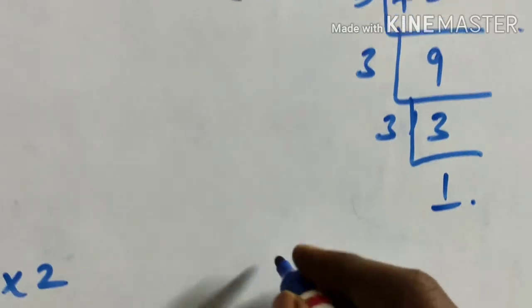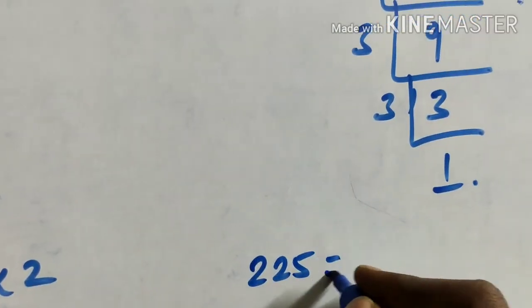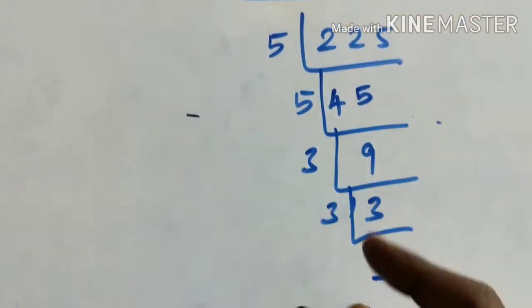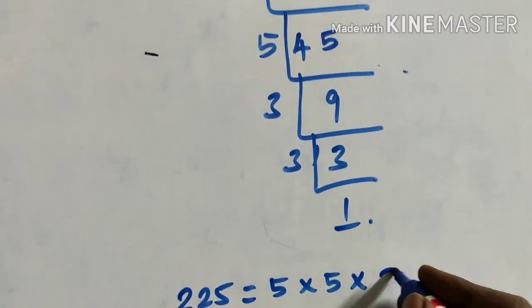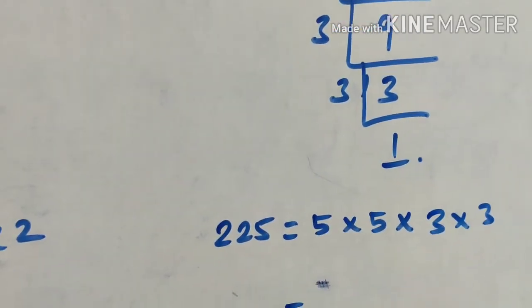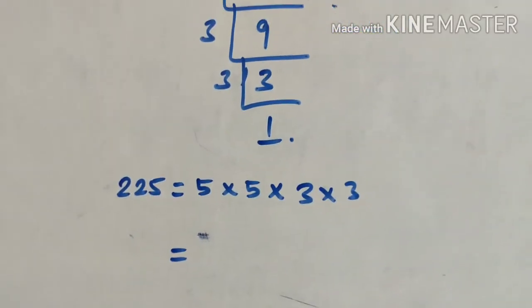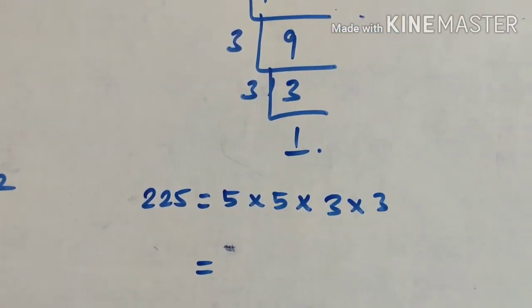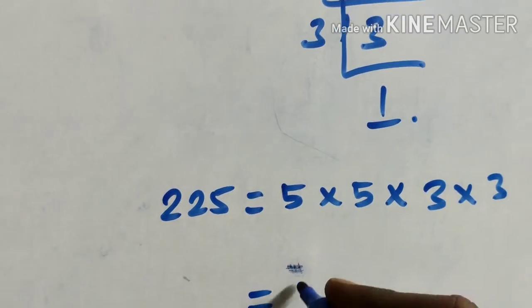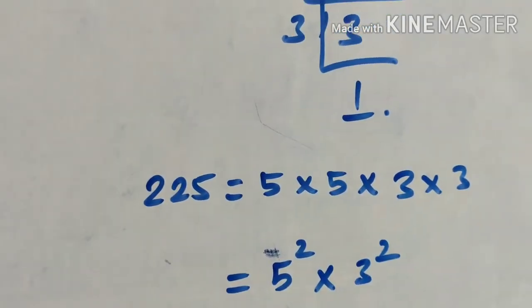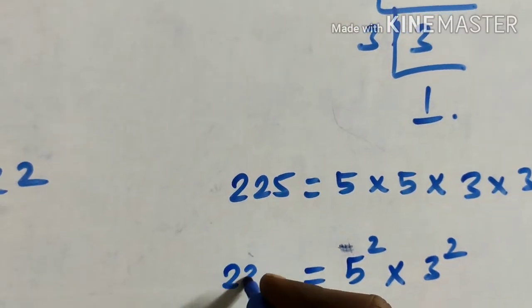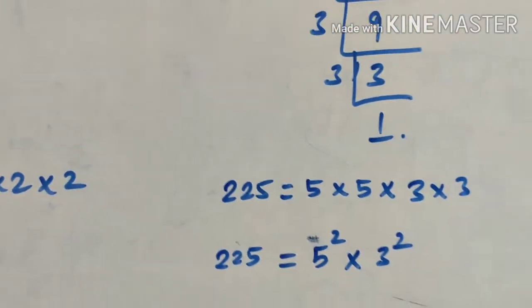Now, 225 can be written as 5 into 5 into 3 into 3. And this is the expanded form. Now, how to write in an exponential form? 5 to the power of 2 into 3 to the power of 2. So, this is called exponential form.